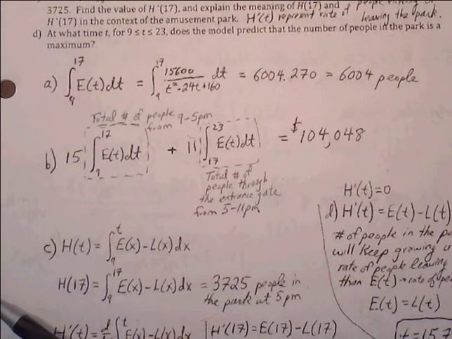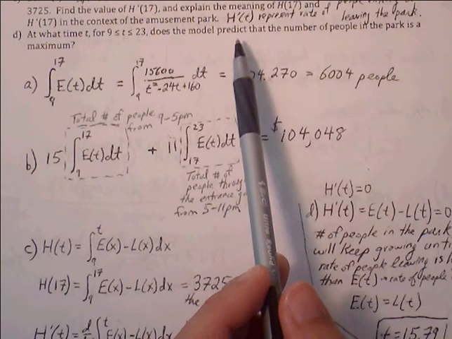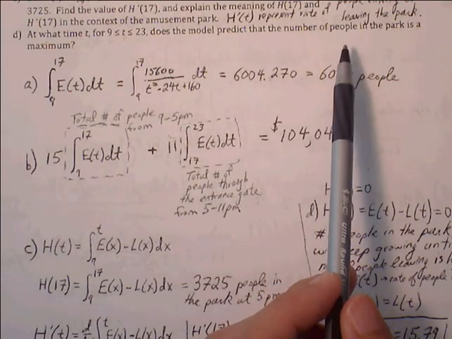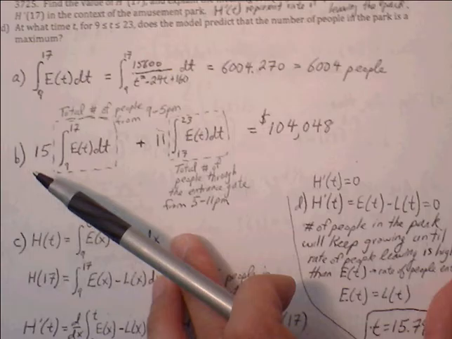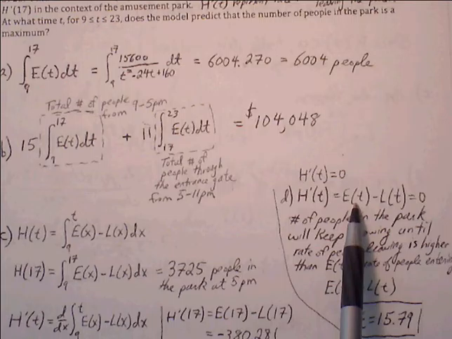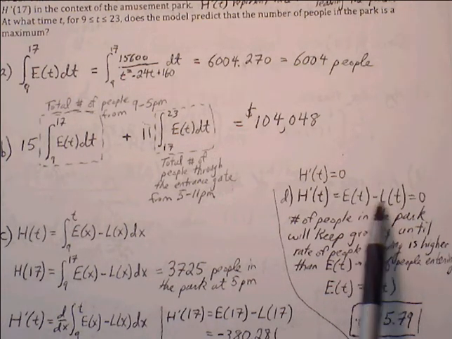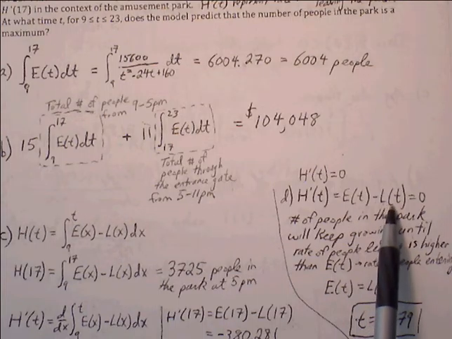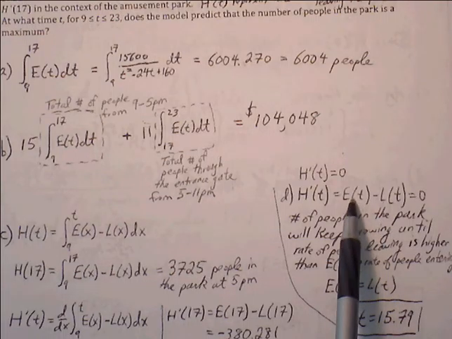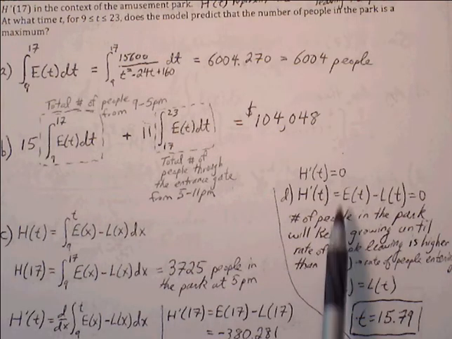Okay, part D. At what time does the model predict that the number of people in the park is at a maximum? The number of people will be at a maximum when the rate is equal to 0. When the rate is equal to 0, that tells us the rate at which people are entering the park matches the rate at which people are leaving the park. After this moment in time, the rate at which people are leaving the park will start increasing, and the rate will start to decrease. So the maximum will occur when this H prime is equal to 0.